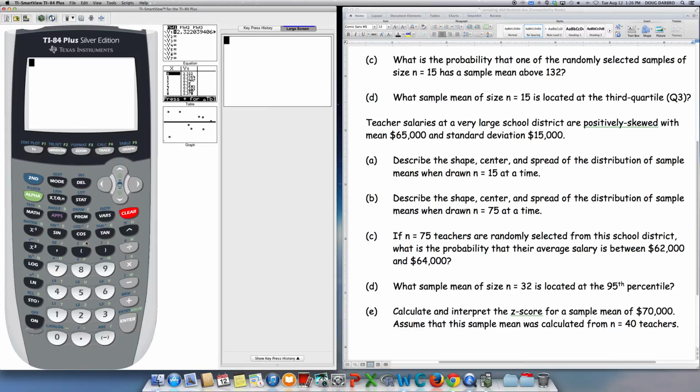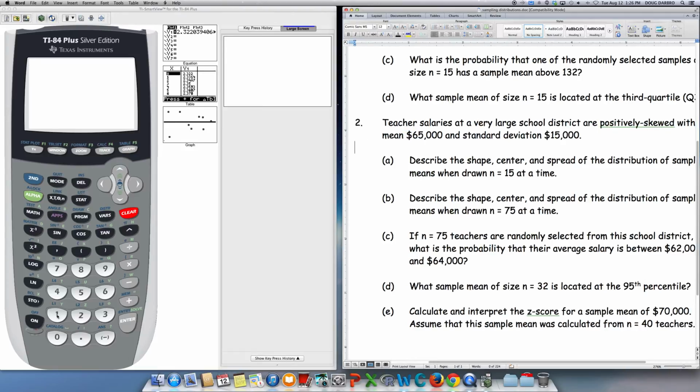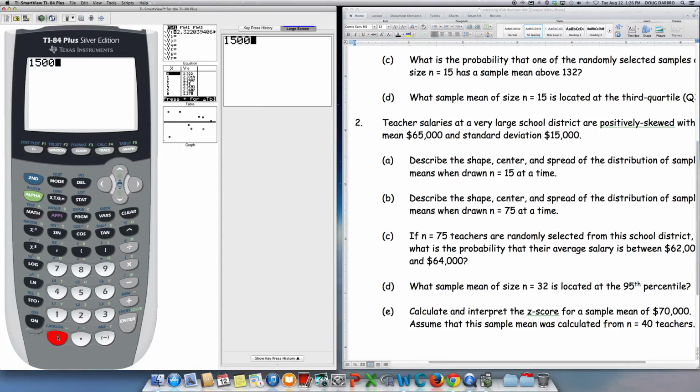Part B, describe the shape, center, and spread when we have a sample size of 75. Well, shape, normal distribution. Center is going to be 65,000. And the standard deviation is going to be 15,000 divided by the square root of 75. So guys, the standard deviation, which we call the standard error, which represents the spread, will be 17,320.51.